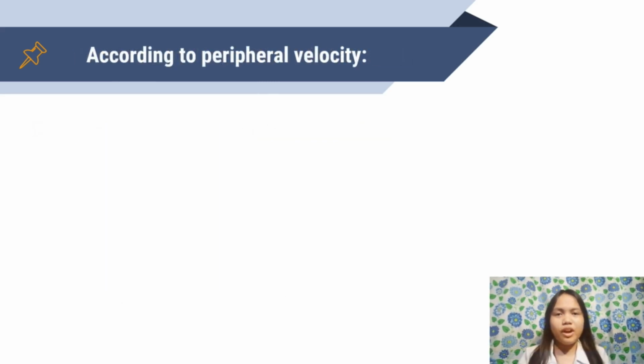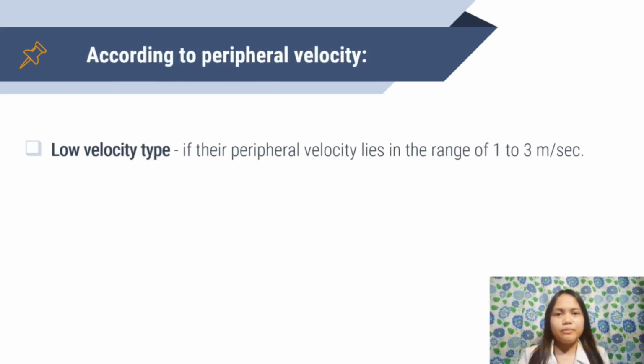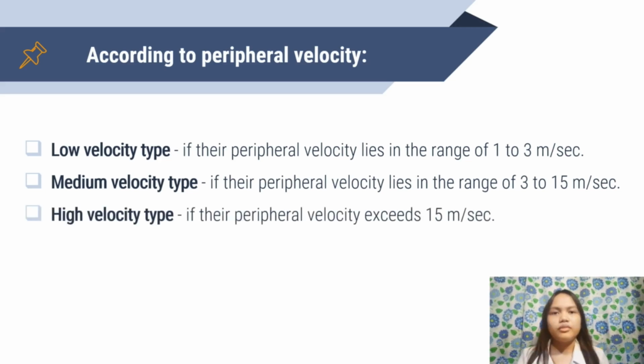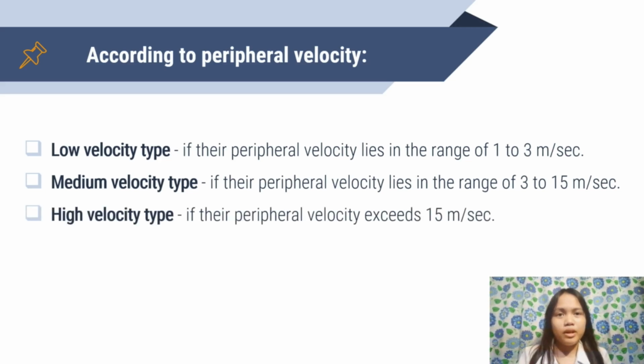According to peripheral velocity, the gears can be low velocity type if the peripheral velocity lies in the range of 1 to 3 meters per second, medium velocity type if the peripheral velocity lies in the range of 3 to 15 meters per second, and high velocity type if it exceeds 15 meters per second.